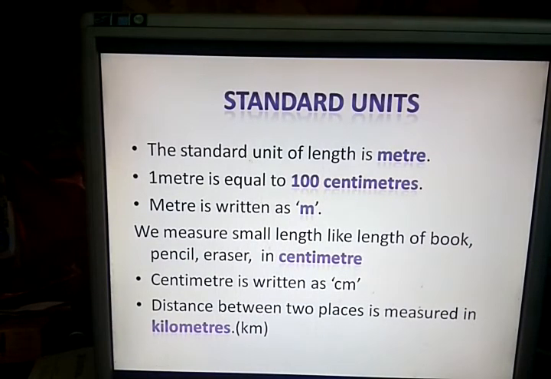So centimeters are used to measure short lengths. Long lengths are measured in meters, and the distance between two far off places is measured in kilometers. For example, the length of a pencil is measured in centimeters. The length of a bed is measured in meters, or the length of a curtain, or your mother's sari. While the distance between two places, as I already said, is measured in kilometers.